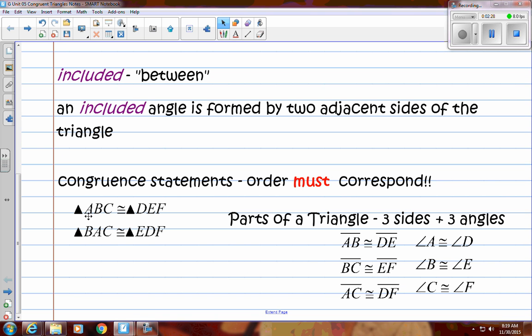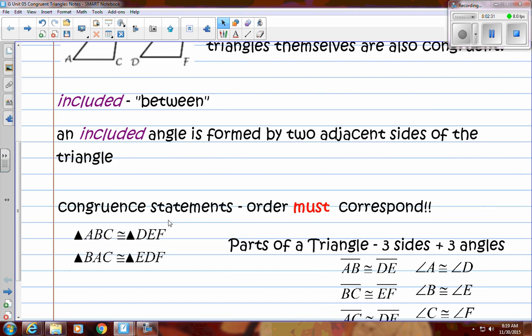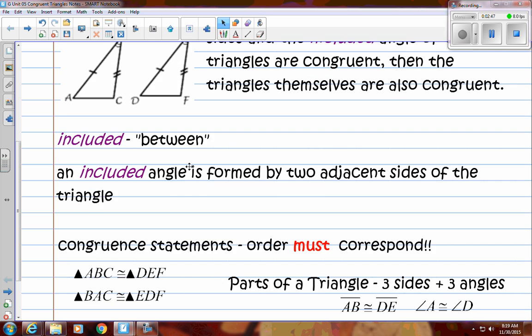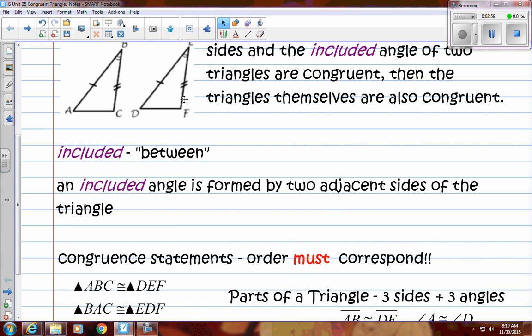So if I call the first triangle triangle ABC, then I have to call the second triangle DEF because AB corresponds with DE, angle B corresponds with angle E, so they need to be in matching positions in my congruence statement. I don't have to call that first triangle ABC. I can call it whatever I want: BAC, CAB, ACB, whatever I want to call it. I just need to make sure that my second triangle in my congruence statement follows the same corresponding order.